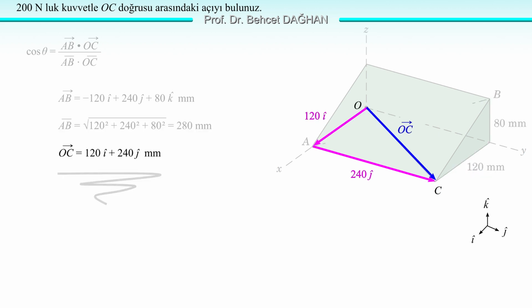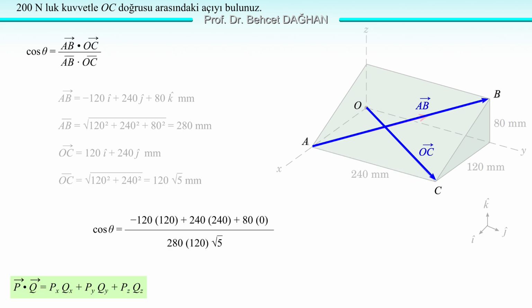Let's move on to OC. This vector is a vector in the xy plane. Therefore, it has no z component. The x component is plus 120i. The y component is plus 240j. Thus, we have written the vector OC. OC is equal to 120i plus 240j millimeters. We find its magnitude again using the Pythagorean formula. It is 120 square root 5 millimeters.